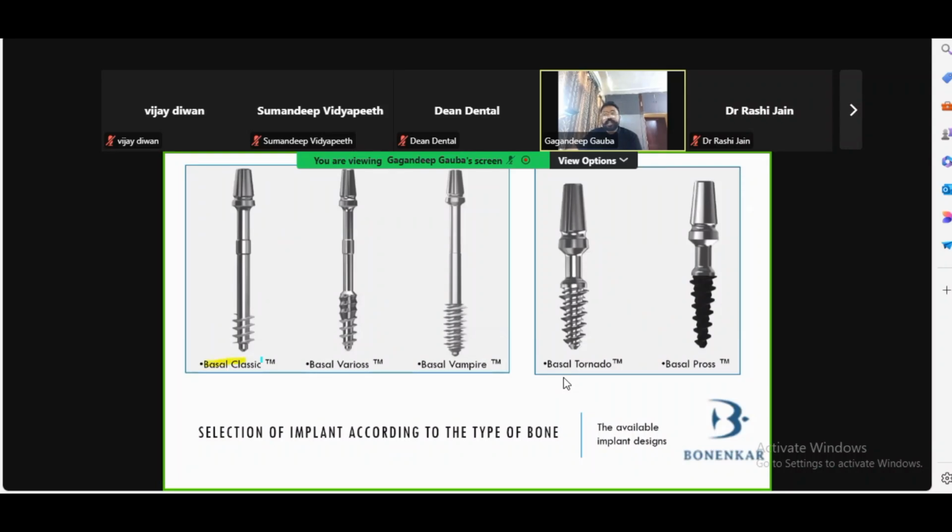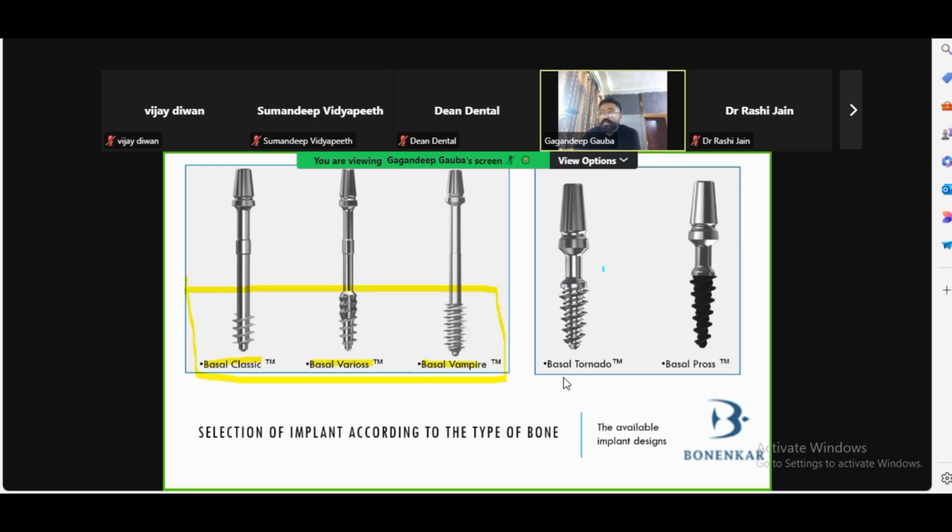This is the Basal Classic, the Basal Varios, and the Basal Vampire. These are the three kinds of partially threaded implants present in our catalog. These implants have different usages in different case scenarios, and we will be studying these in the later slides.